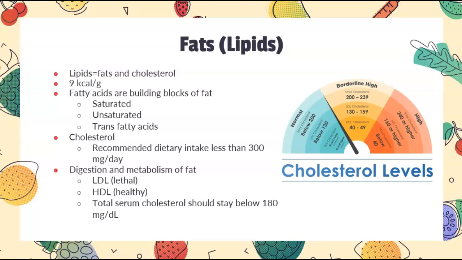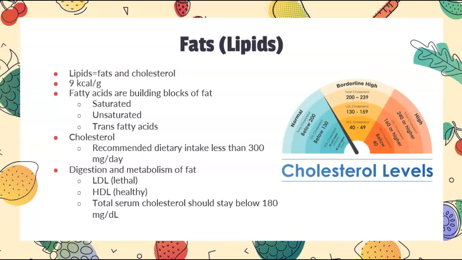Digestion and metabolism of fat. Fat must be emulsified or broken down into smaller globules. Bile helps emulsify fat, and then the body can break them down and absorb them. Once absorbed, lipids are packaged as lipoproteins, which help transport lipids in the bloodstream. There are 4 types of lipoproteins: chylomicrons, high-density lipoproteins, HDL, low-density lipoproteins, LDL, and very low-density lipoproteins, or VLDL. We'll talk a lot about LDL and HDL, and these are what carry cholesterol in the bloodstream.